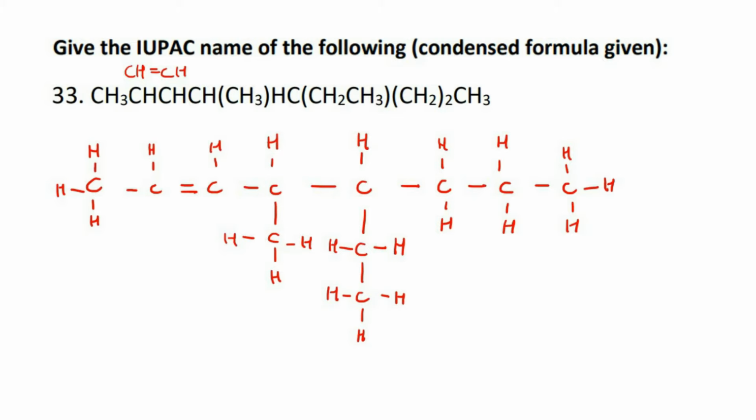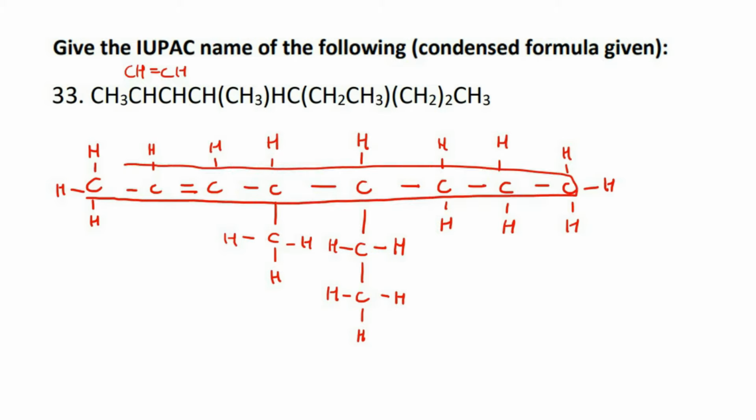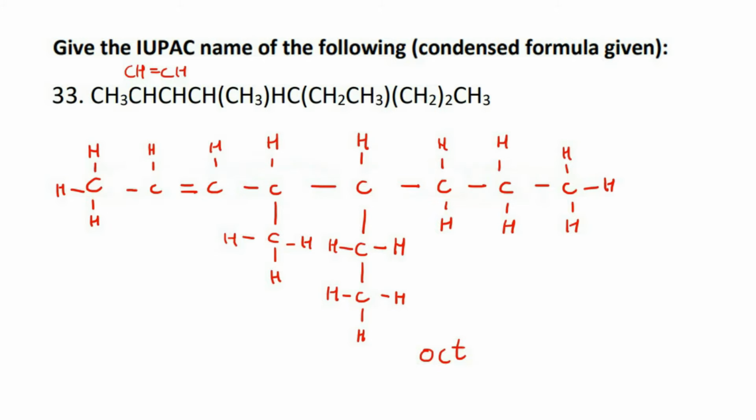Now, we need to come up with the name of this huge molecule. So this is our main chain. 1, 2, 3, 4, 5, 6, 7, 8 carbons. Okay, so 8 means oct. Now, we have to label it from the left because the functional group is over here, and you always label from the side that is closest to the functional group. So, okay, that means that this is carbon number 1, 2, 3, 4, 5, 6, 7, and 8.